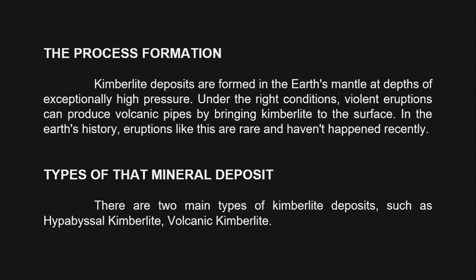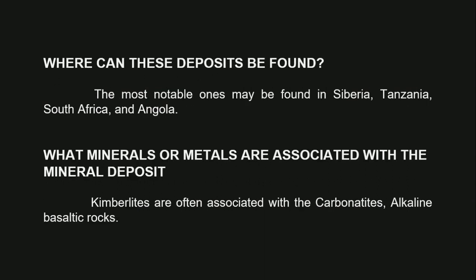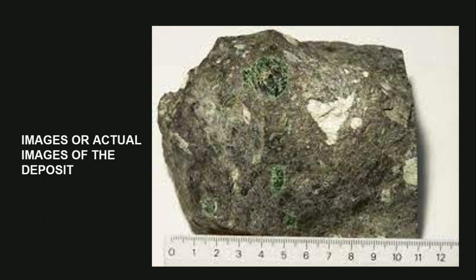So, there are two main types of kimberlite deposits, such as hypabasal kimberlite and volcanic kimberlite. So, these deposits, most notable ones may be found in Siberia, Tanzania, South Africa, and Angola. So, kimberlite are often associated with the carbonatites, alkaline, basaltic rocks. So, these are the pictures.